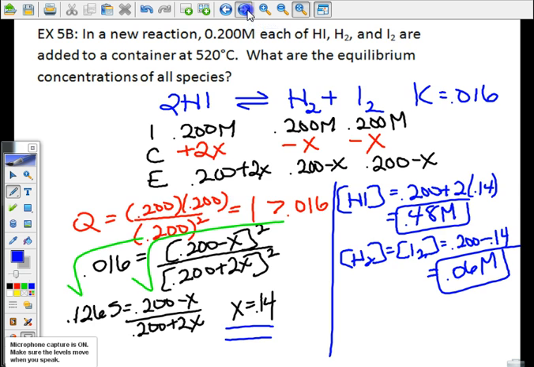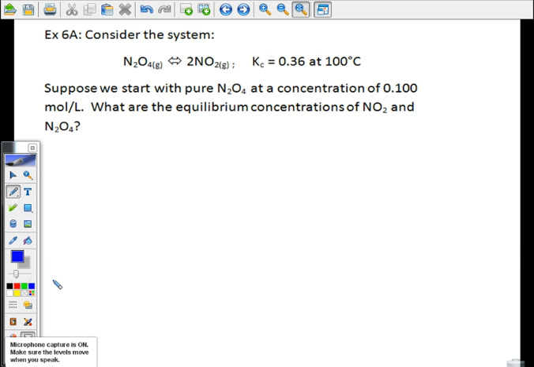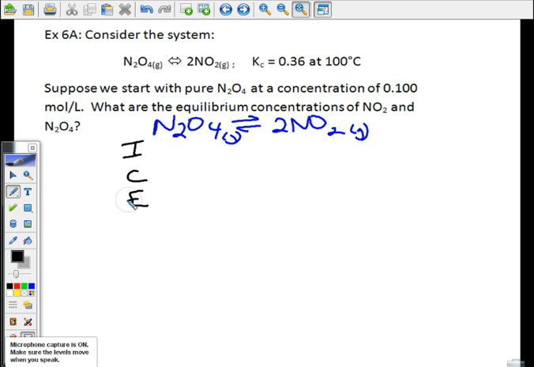With each page, I'm giving you something special. They're not all exactly the same. So very similar. We're starting with pure N2O4. It's 0.1 molar. We want to know the equilibrium concentrations. So let's start off with an ICE chart. Everything's a gas. My I is pure N2O4, a concentration of 0.1, and I have no NO2.